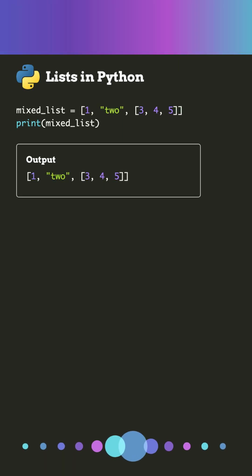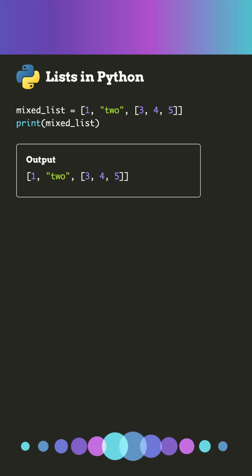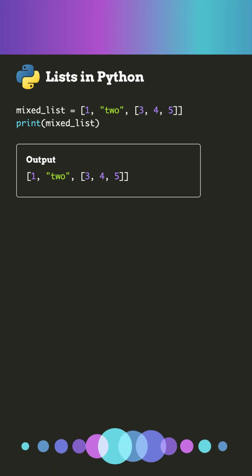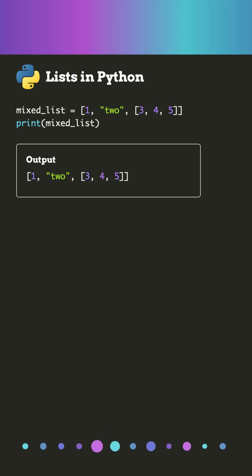Lists in Python are not limited to a single data type. A single list can contain different types of data, like strings, integers, or even other lists. In mixed list, we've combined an integer, a string, and another list into a single list.